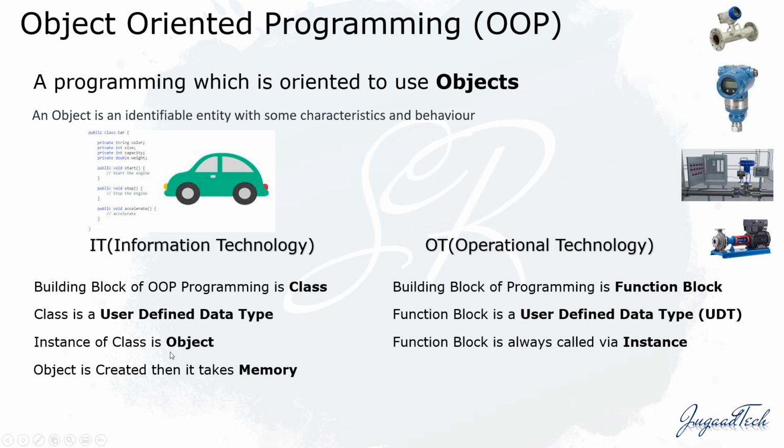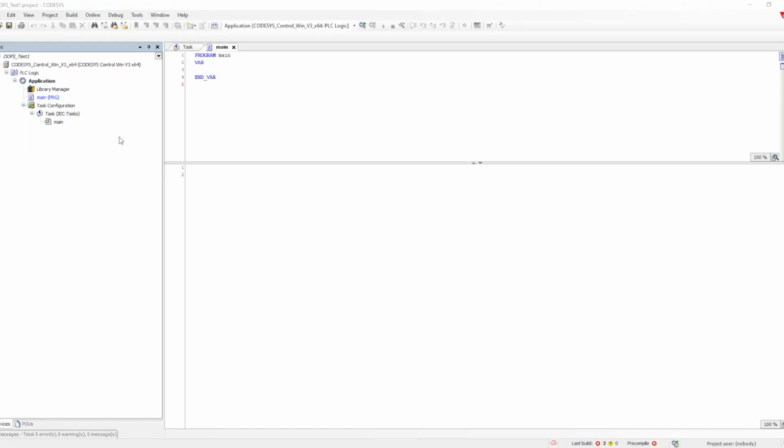Once the object is created, only then does that class take memory. The same thing happens in the function block. Once the instance is created, it takes memory. So if you see here, the class and function block are equivalent, there's no difference. It means that whenever we write any program with a function block, it is almost similar to a class. Let me show you an example.